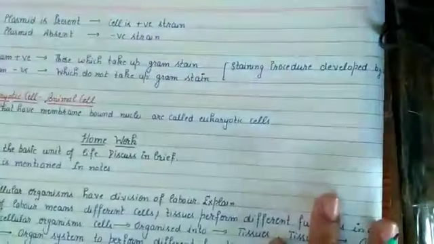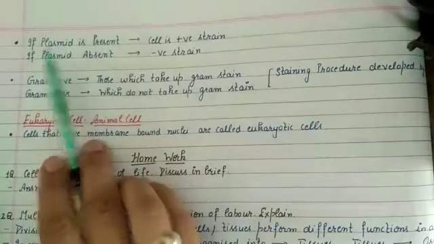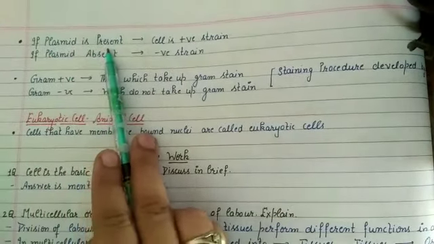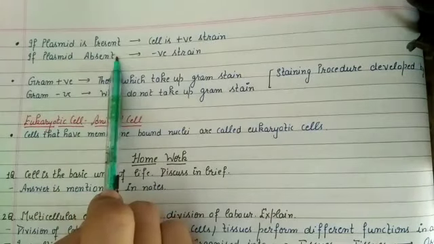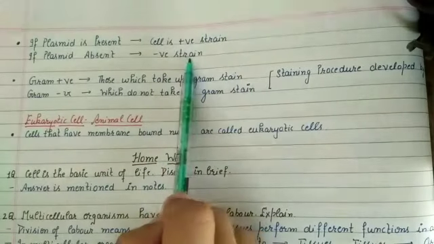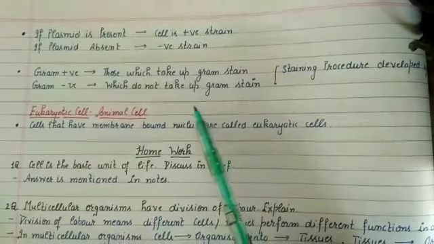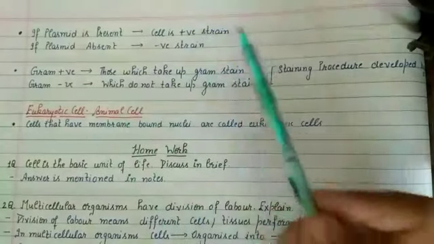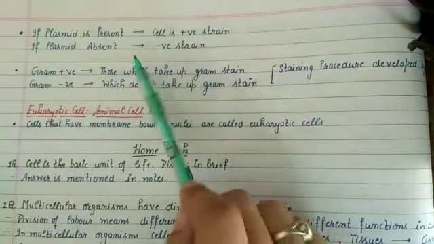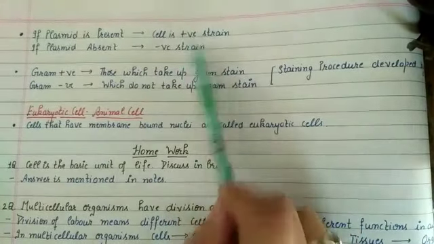Then there are a few terms you need to remember regarding this. If the plasmid is present in a bacteria, those cells are positive strains, and if the plasmid is absent, those are negative strains. There are different kinds of strains. Suppose there is a microorganism which can grow on a particular medium. If the plasmid is present, that will be positive. If the plasmid is absent, this will be negative.